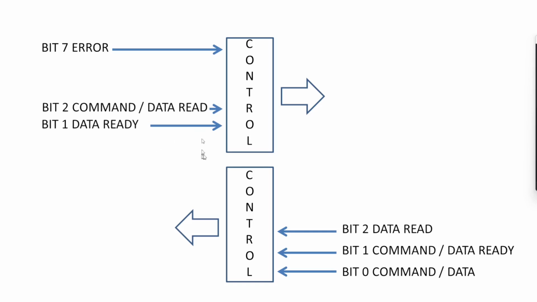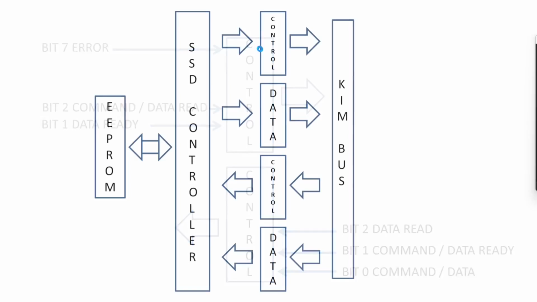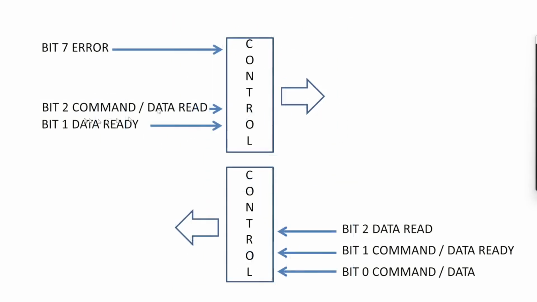So here we've got the control for the microcontroller sending out. That's this one up here. I can put a bit on here saying the data has been read, and the KIM will be monitoring this port here to say, okay, it's received the instruction and it's doing something with it.